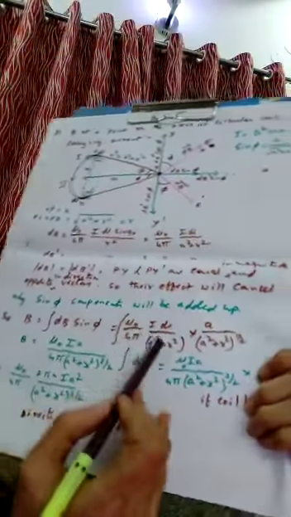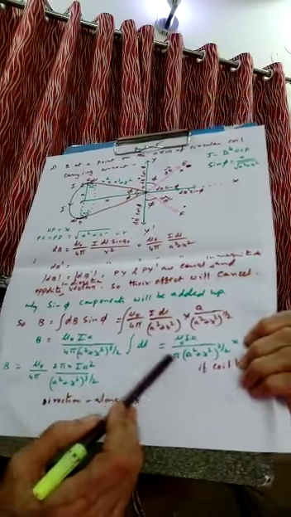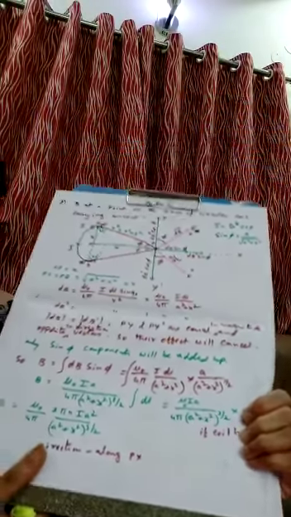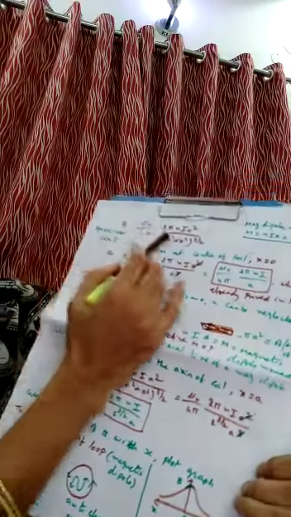So we got mu naught by 4 pi, I a upon (a square plus x square), into a upon this one. So we got this here. Integral dL means 2 pi a into N. This is the expression for B due to a circular coil carrying current on the axial line of a circular coil carrying current here. And the different cases also we can discuss.